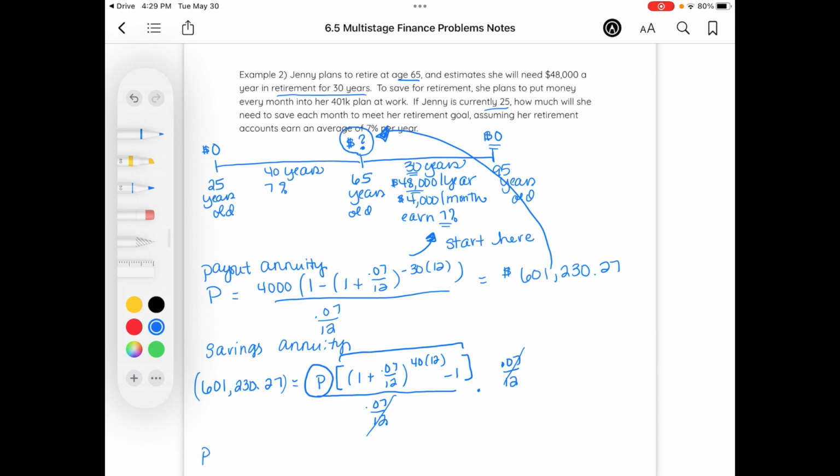You'll end up finding that your payment, once you solve for P, is $229.06 per month that she should be placing into her 401k.